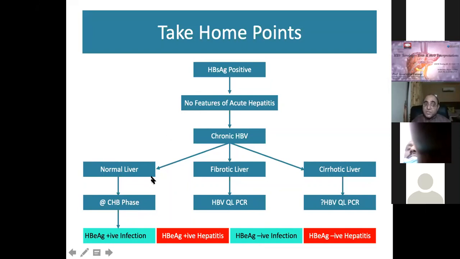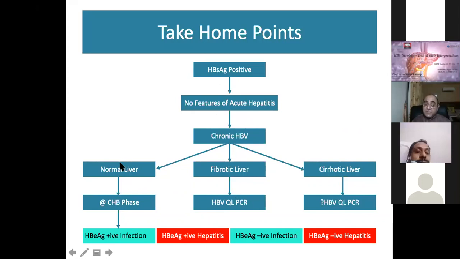And if the patient is cirrhotic, at times in decompensated cirrhosis, even at centers, the patient is started on antivirals, even with negative PCR, to prevent reactivation. At any time, it can be reactivated. So this is very, very important. If the patient is HBs antigen positive with no features of acute hepatitis, the patient is in chronic HBV state, and you need to determine the liver status, because the liver status is the determining factor for treatment.